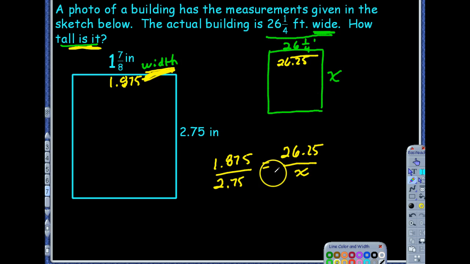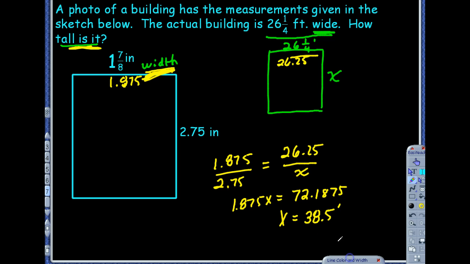So we do a little cross multiplication. And over here you get 72.1875. And when you go ahead and divide, you get 38.5. This is feet. Now, another way you could write that is 38 feet and how many inches? I have a lot of kids that want to say 5 inches. It's not 5 inches. It's a half of a foot, so it's 6 inches. Good. So be careful with that conversion if you do convert the decimal back into a fraction.